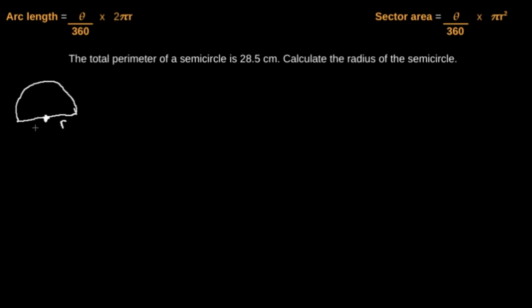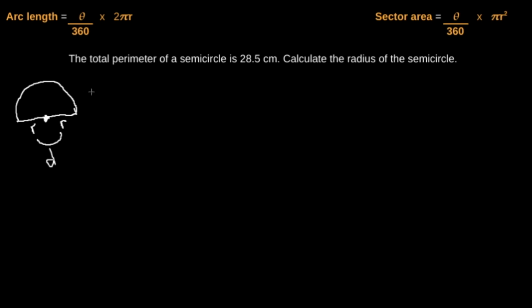So two radii make a diameter. So both of them will give you a diameter. And then this is the arc length of this sector. The semicircle is like a sector. It looks like a sector of a circle. It's just like it's half a circle. So this is the arc length. This curved part right here is the arc length of the semicircle.